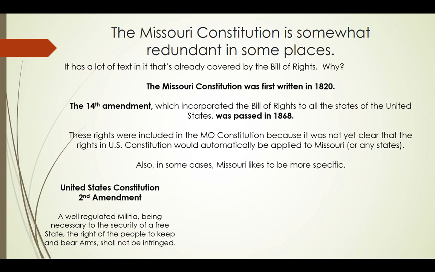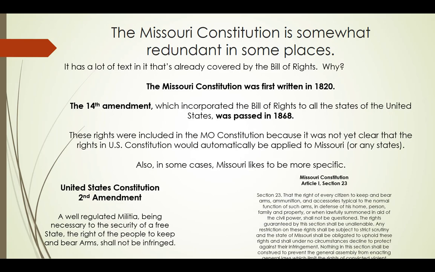We'll talk about that Second Amendment later this semester. But this is the Second Amendment equivalent in the Missouri Constitution. It's so long, I can't even squeeze it all in there. And if you can't read it, don't feel bad. This is just an example you don't need to know. But it says the right of every citizen to keep and bear arms, ammunition, and accessories typical to the normal function of such arms in defense of his home, person, family, and property, or when lawfully summoned in aid of the civil power shall not be questioned. So you see how it gets a lot more specific, includes a lot more stuff that the Second Amendment may have implied but didn't say out loud.